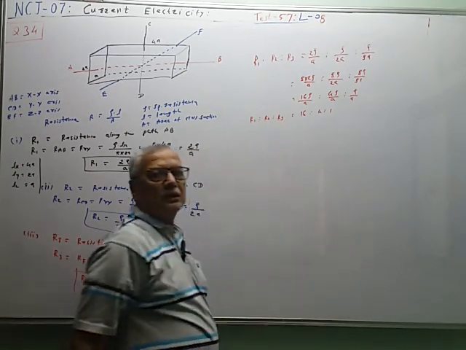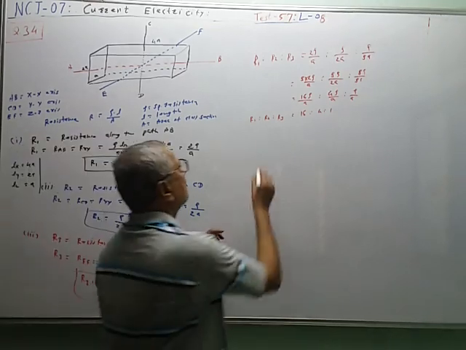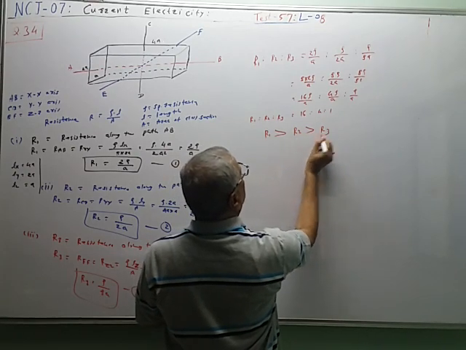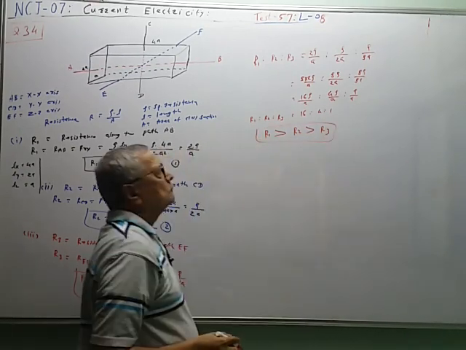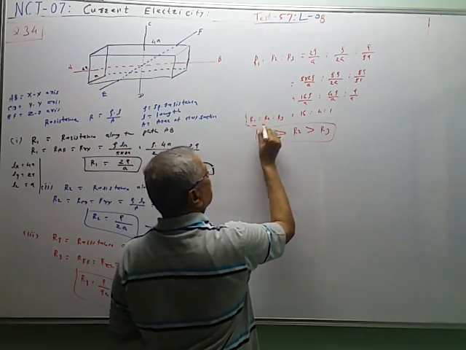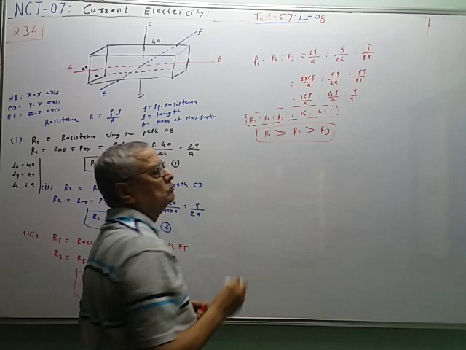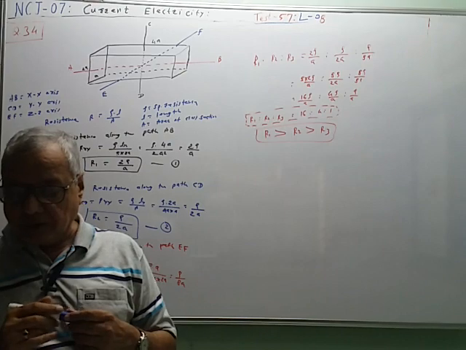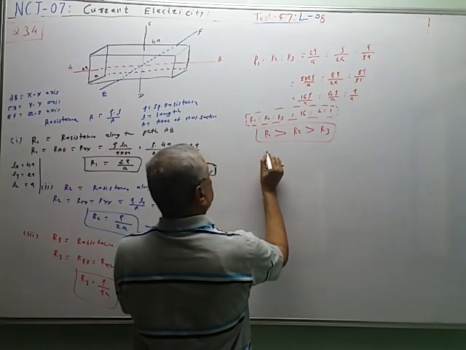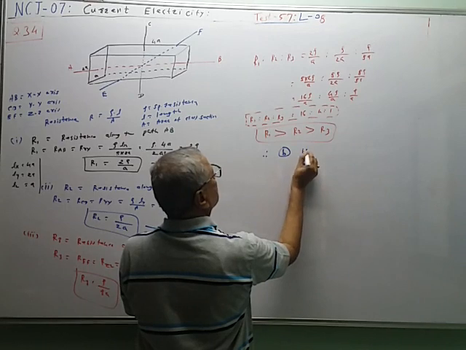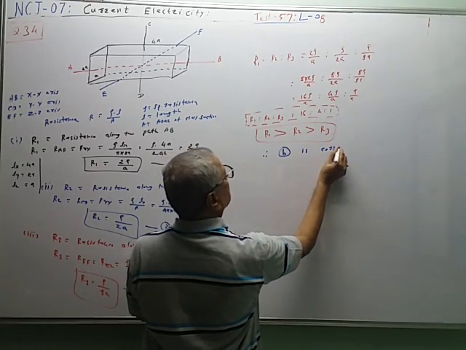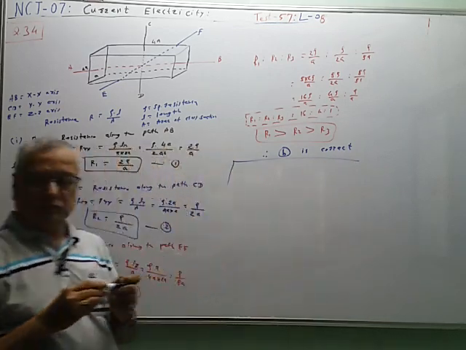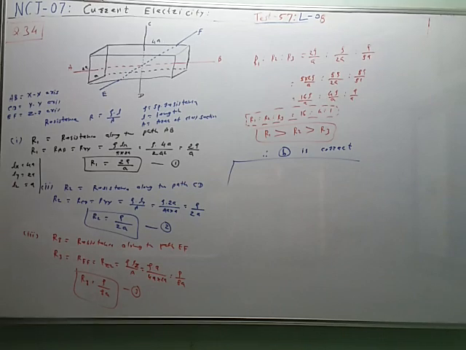This ratio can be asked, but a problem can also be asked that R1 is greater than R2 is greater than R3. This is the result. This type of answer can also be asked. And therefore the correct choice is B.